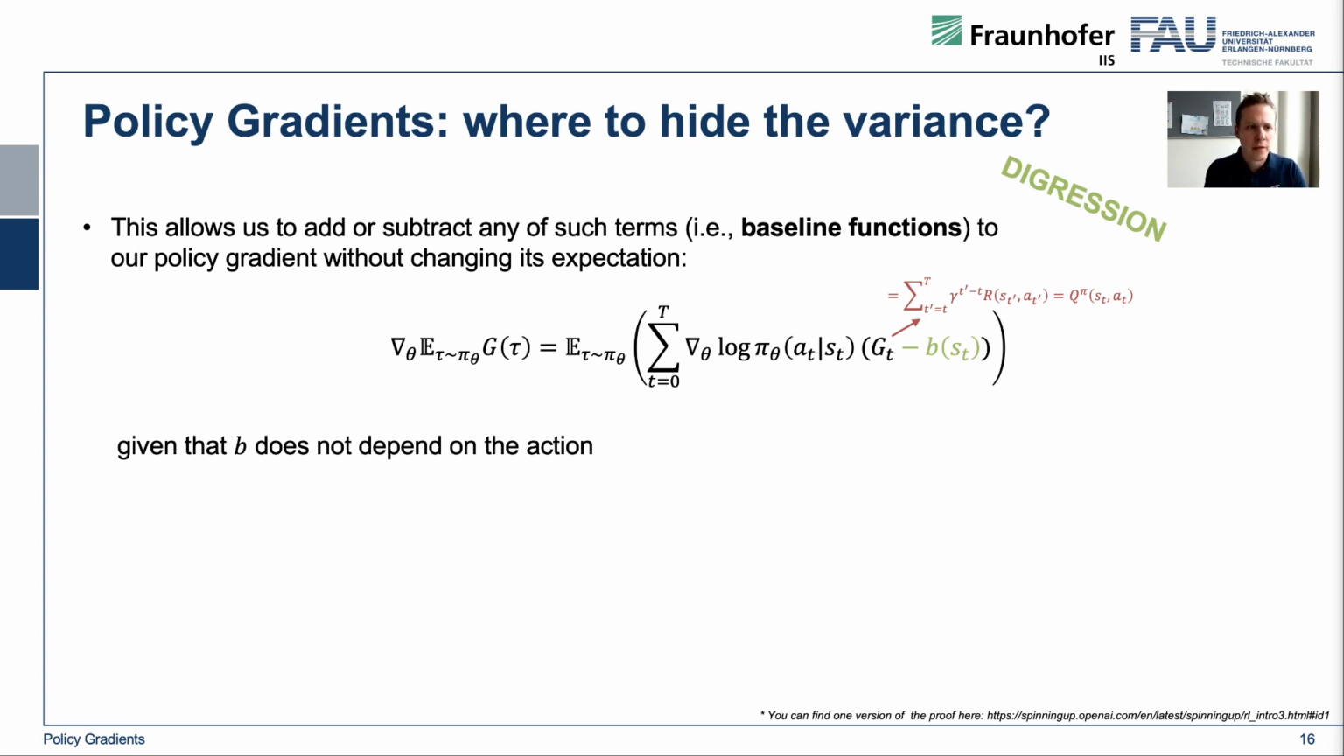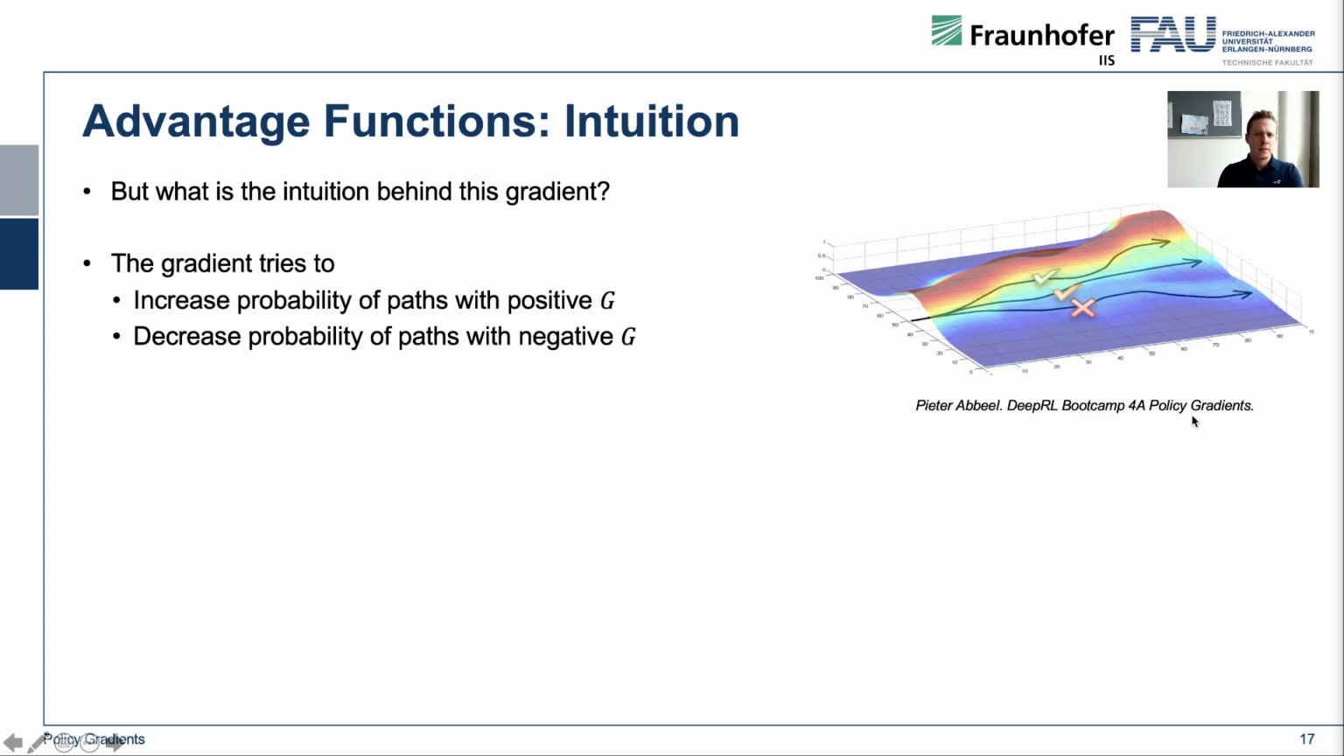So if you do it like this, we would just subtract some baseline functions from our return in here, ending up with this one. We also did this, by the way, as we used the reward to go hypothesis instead of the full return of the episode, given that B does not depend on the action.